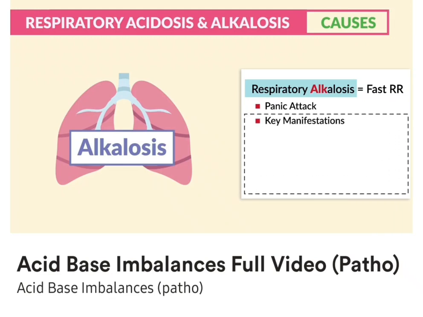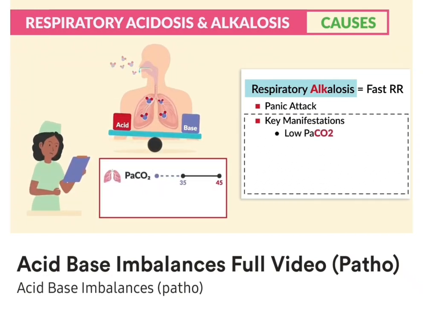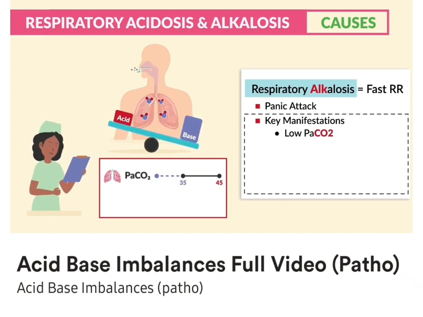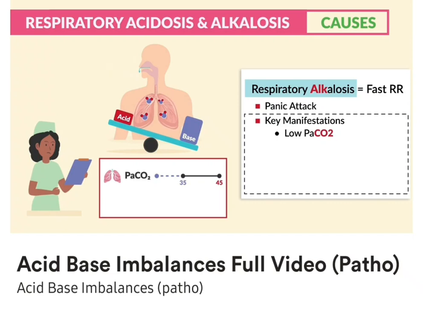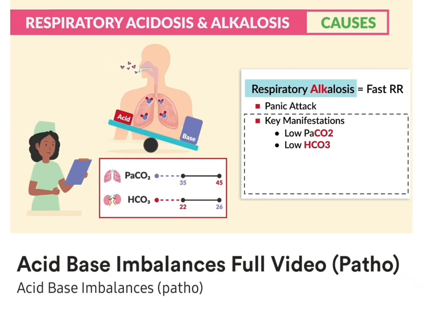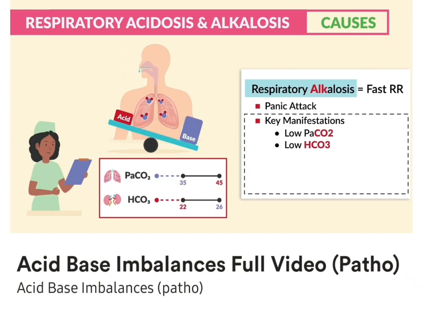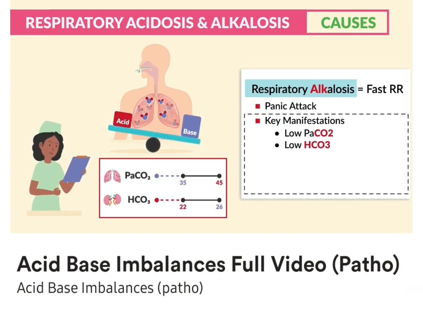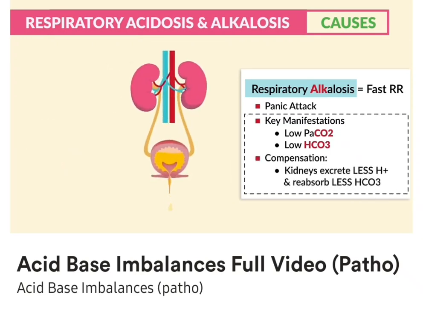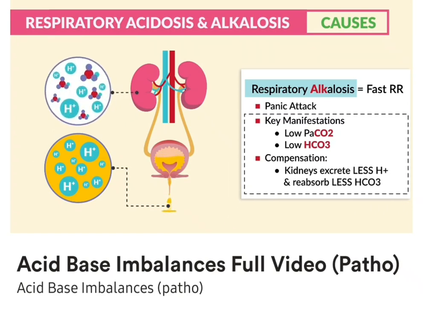Okay, once again, a little side note for respiratory alkalosis. The key manifestations or signs and symptoms that you should write down. The client will present with low PaCO2 because the client is breathing too fast. They're hyperventilating, right? They're blowing off all that CO2, pushing the body into an alkalotic state. And we see low HCO3 in respiratory alkalosis. I know this sounds really weird, but it's true. Both will be low. So the only means to treat respiratory alkalosis is to correct the underlying cause. Now for compensation, the kidneys will excrete less hydrogen ions and reabsorb less HCO3.